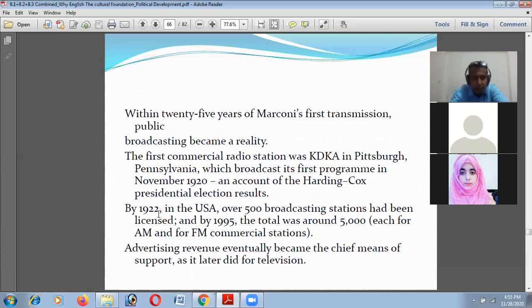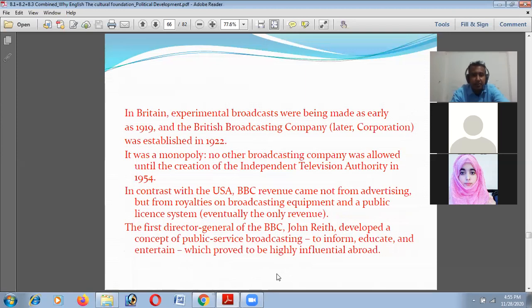By 1922, in the USA, over 500 broadcasting stations had been licensed. And by 1995, the total was around 5,000, each for AM and FM commercial stations. Advertising revenue eventually became the chief means of support, as it later did for television. So after radio, television got the upper hand.